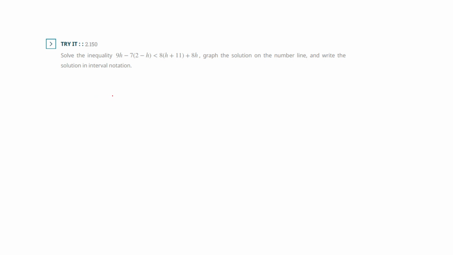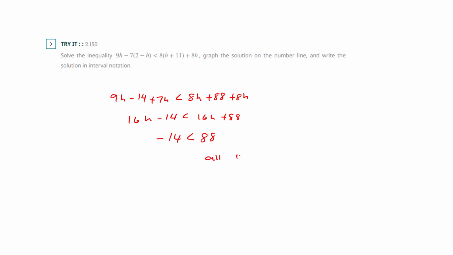Okay, I'm assuming they're doing the same thing, but let's find out. Remember that minus 7, negative 7 owns that sign. Okay, I've cleaned up my rooms. If I get the h's back together, I'm left with negative 14 is less than 88. So all real, and in interval notation, it would be that.